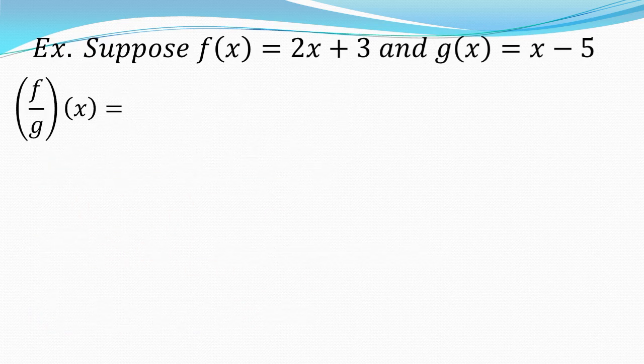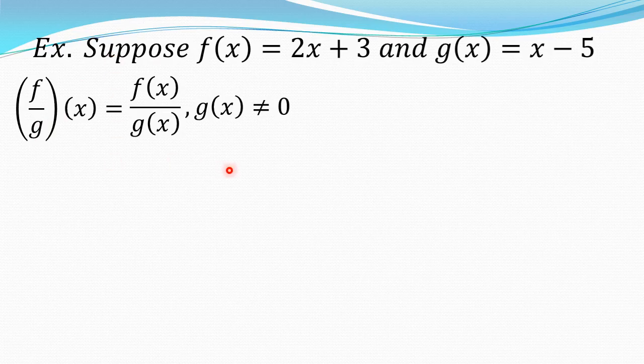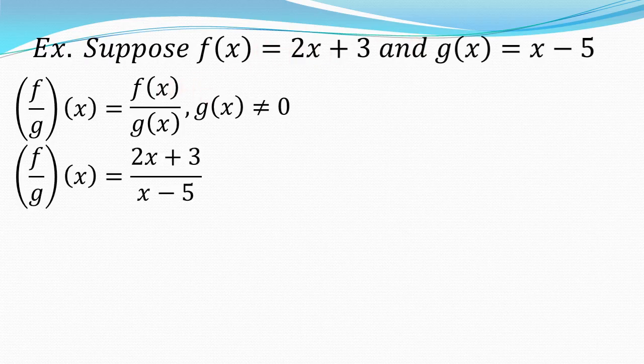All right, and as for division, f over g of x is just defined as f of x over g of x. It's just dividing the two functions. So we substitute the expressions for f and g into this. We get 2x plus 3 over x minus 5. And that's already your final answer.